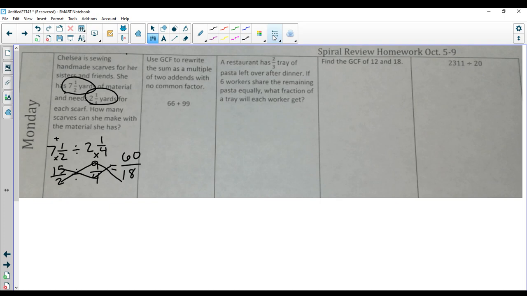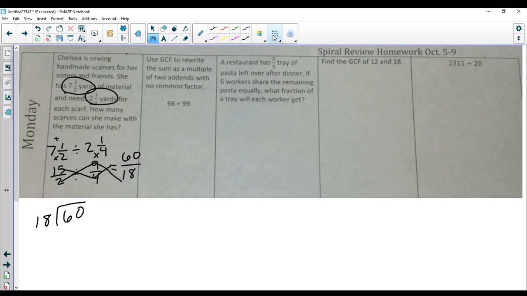Do I have an improper fraction or a proper fraction? Improper. It's bigger on top. What do I do with improper fractions? Simplify them? No. If it's improper, we got to divide them. 60 divided by 18. How many times will 18 go into 60?